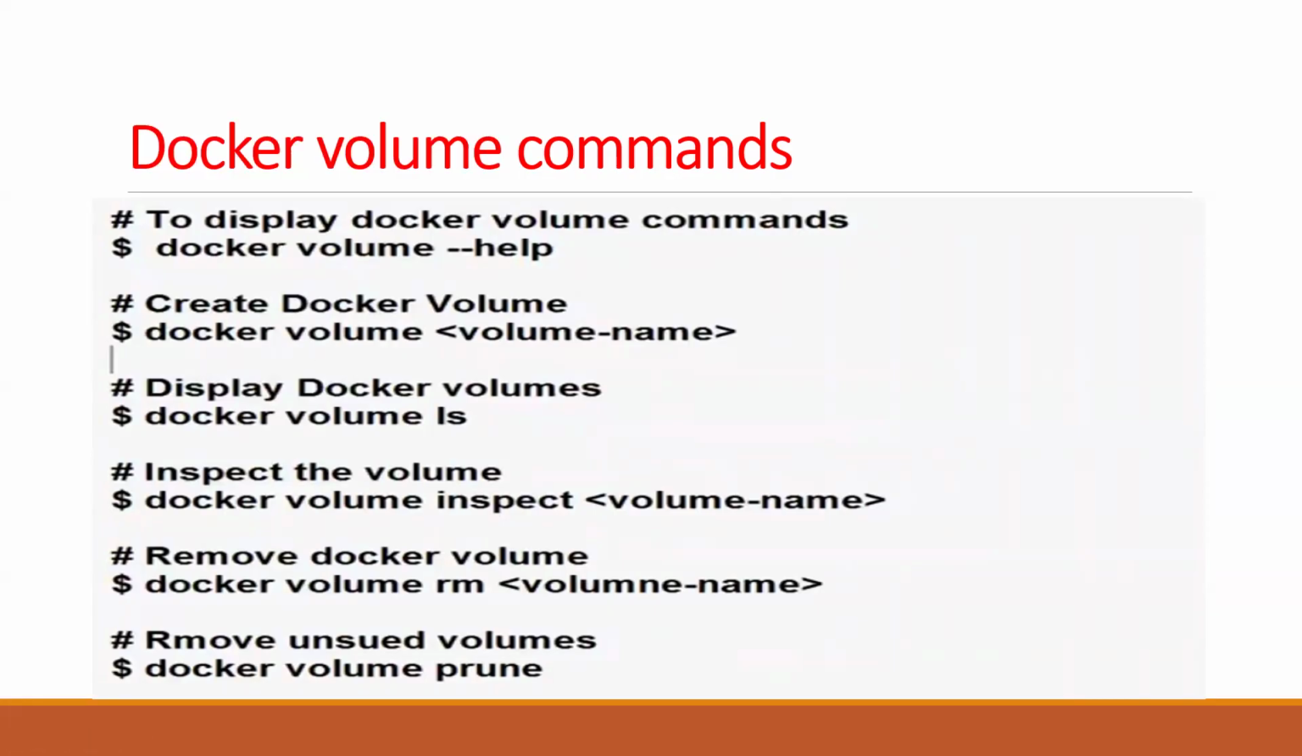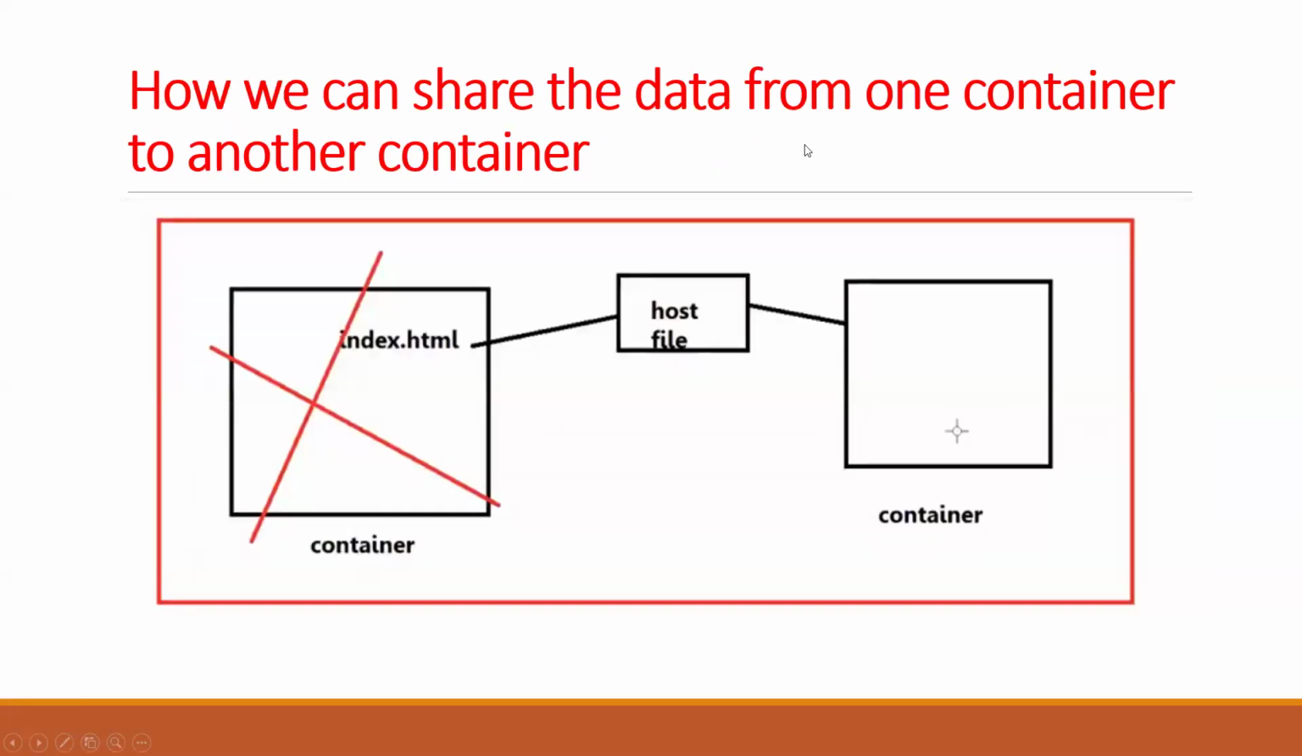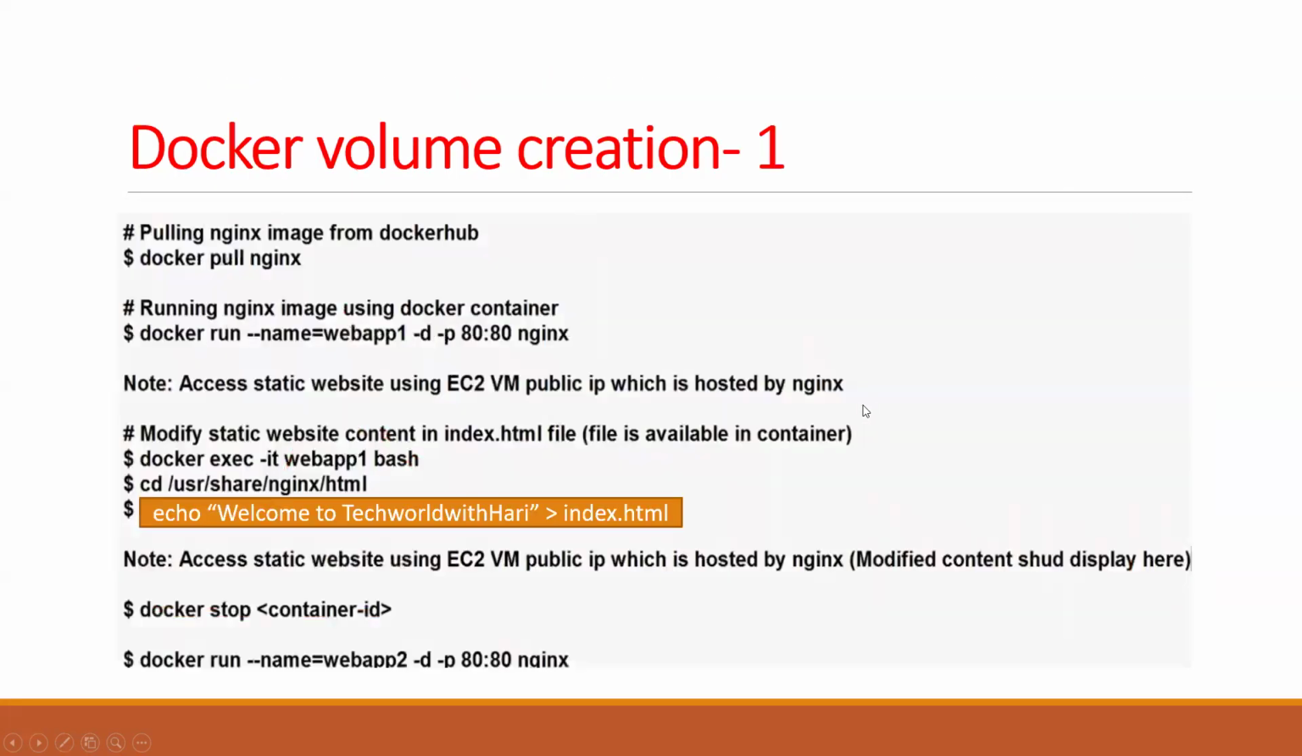Right, I will show you how you can share the data from one container to another container. So this is the container, this is the container. For example, you kept index.html here. You are sharing this host file, right? If the container crashes, right? The Docker volume creation, how you can create the Docker volumes? Docker pull, I will give you this in Chrome.